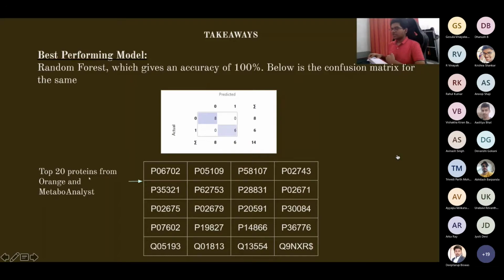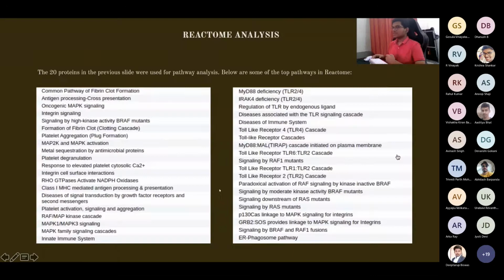The top 20 proteins from Orange and metabolism. So I checked for some common proteins between the top 15 VIP scores in the PLSDA and the top proteins in Orange too, and arrived at this set of 20 proteins. The proteins were given to Reactome to obtain the pathways. So these are the pathways.